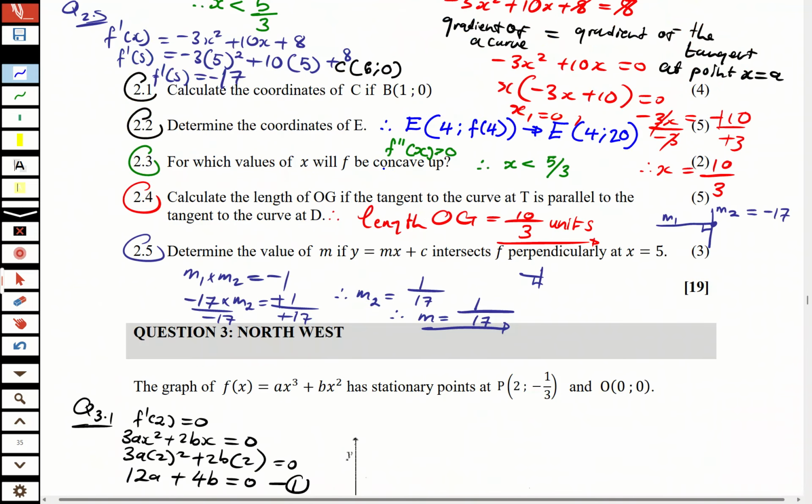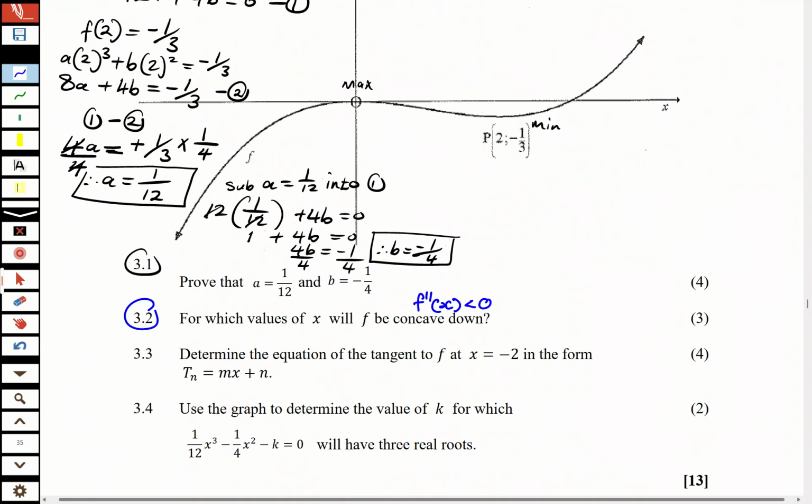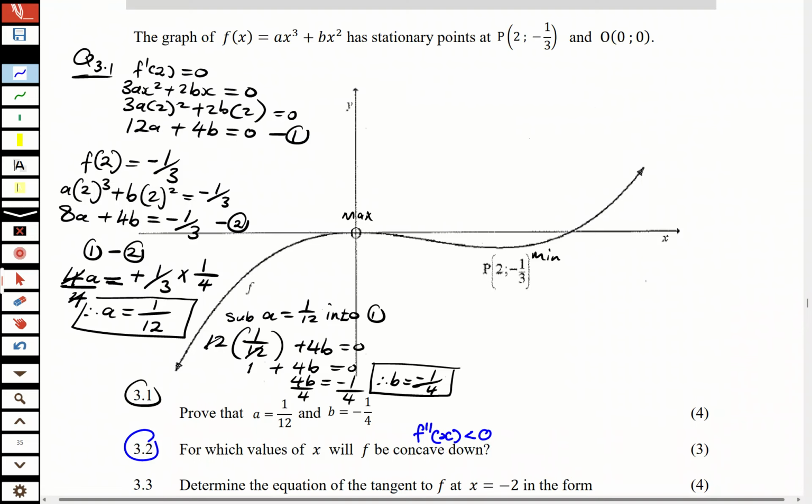Same as what we did here. This is concave up, the second derivative is what? Greater than 0. Concave down, the second derivative is what? Less than 0. Since concavity depends on the second derivative, it means now we're just going to take the first derivative and then the second derivative. So now answering 3.2.